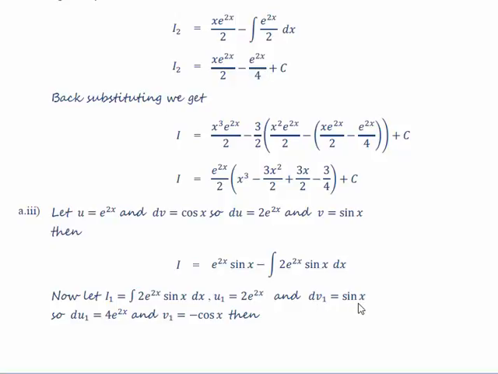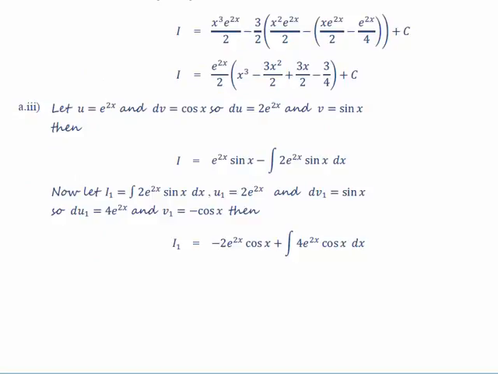equals sine x. So differentiate 2e to the 2x, I get 4e to the 2x, and integrate sine x, I'm going to get minus cos x. If you differentiate cos, you get minus sine, so if you integrate sine, you get minus cos. So putting those back into I1, I'm going to get u1 v1 minus the integral of v1, which is the cos x, du1. Notice the cos has got a minus, so that minus and a minus gives me a plus.